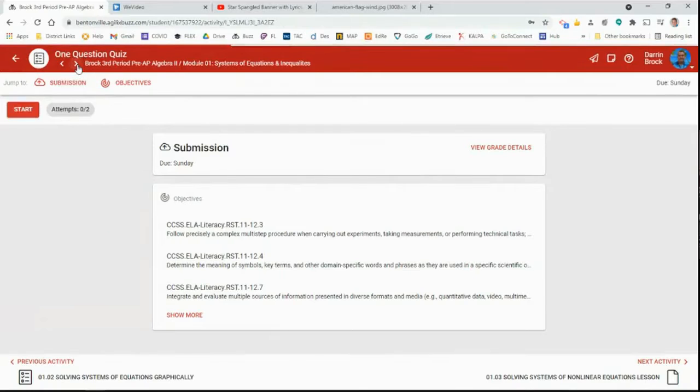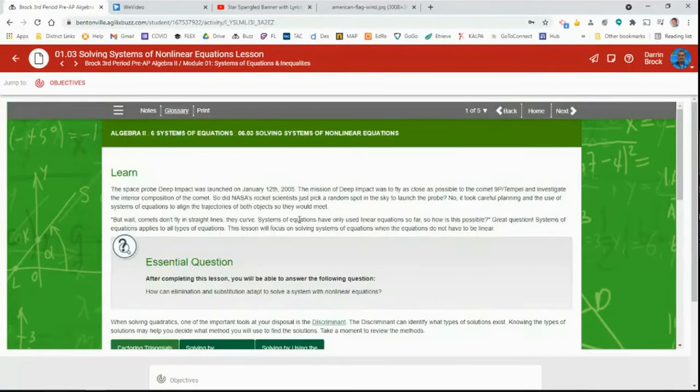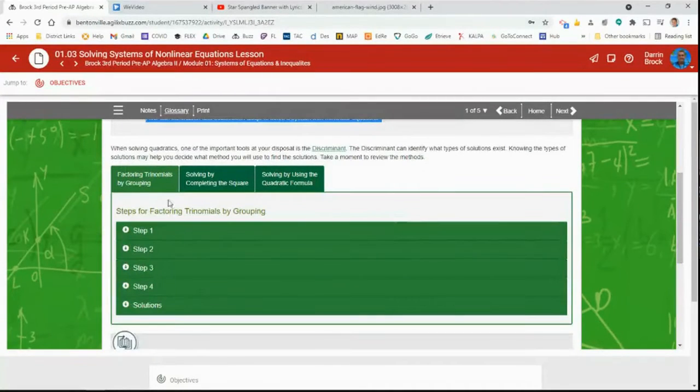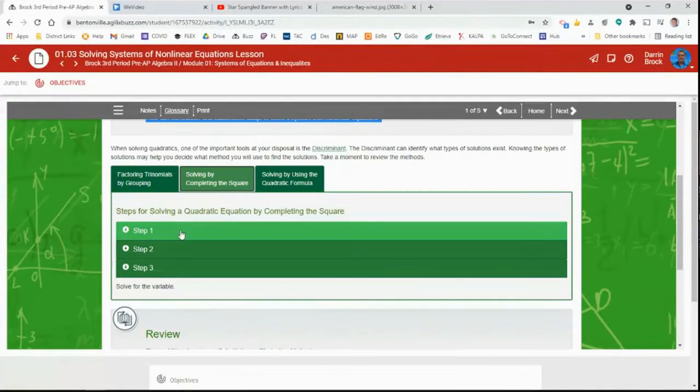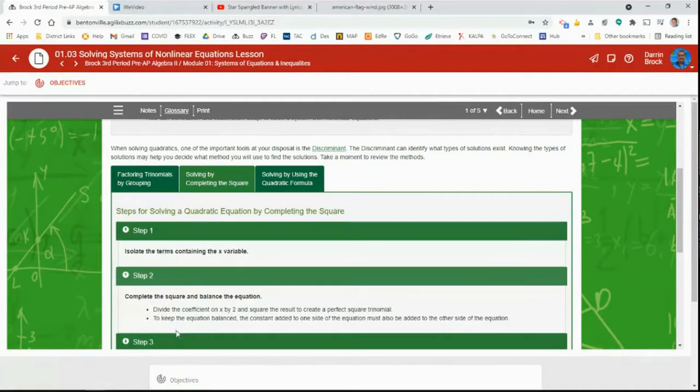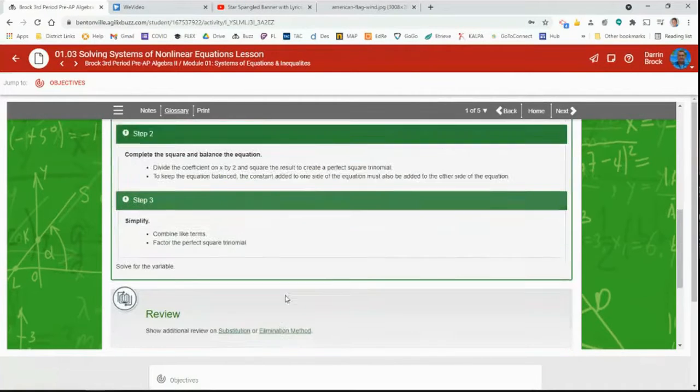instead of just practice and homework grades as we are doing this year. But we have two lessons. We have solving systems of nonlinear equations, which you should learn after this lesson. How can elimination and substitution adapt to solve a system of nonlinear equations? So factoring trinomials by grouping, solving by completing the square. Man, remember completing the square? That's a bit back in algebra there. Completing the square and all that fun stuff.